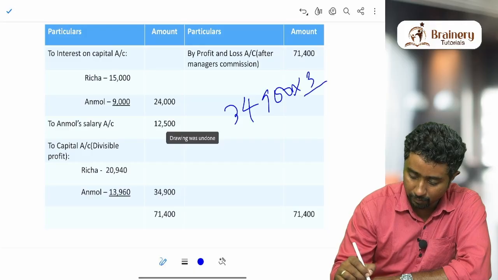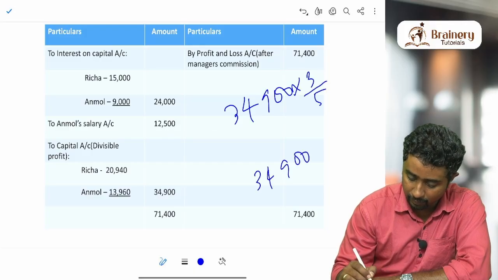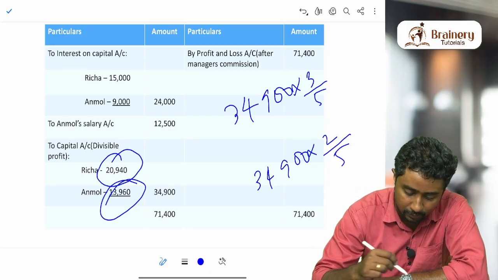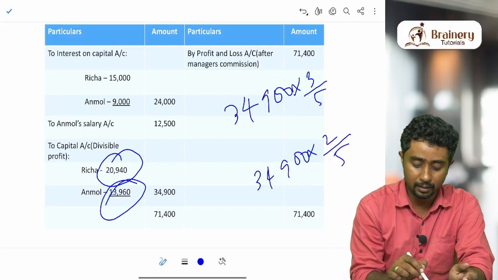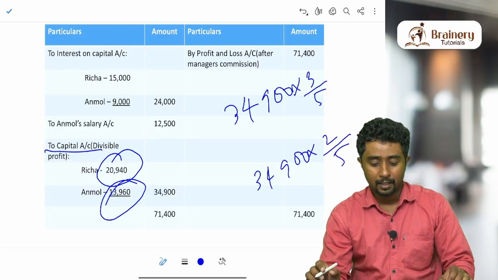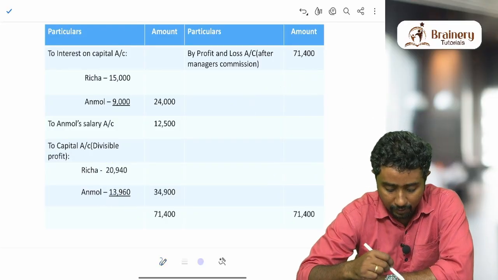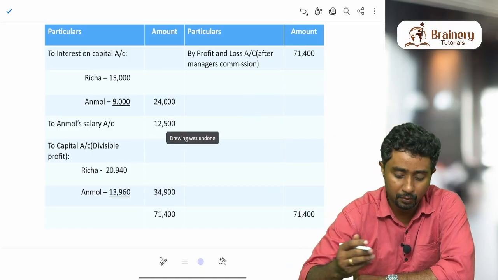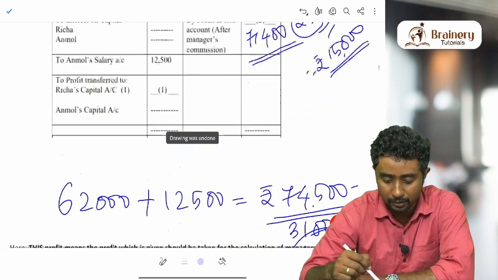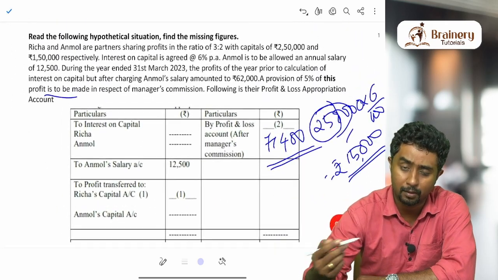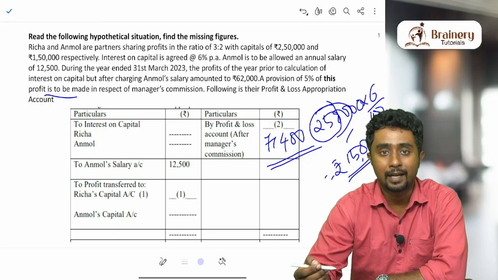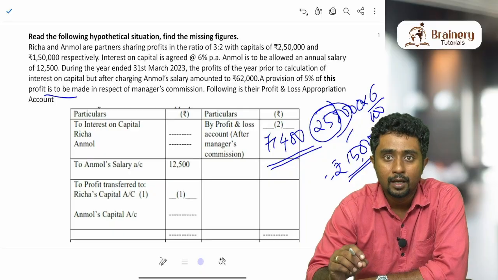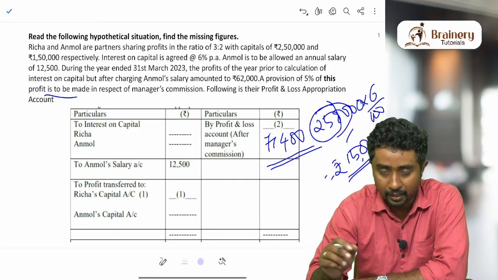You will get 20,940 and 13,960. Both will be transferred to their capital accounts as divisible profit. I hope that made this question clear to you. Soon or at a later stage of revision, you will come across this question, or in sample papers, or when you are doing your class level exams. So I hope this will be a good method that you can follow at that time. Thank you.